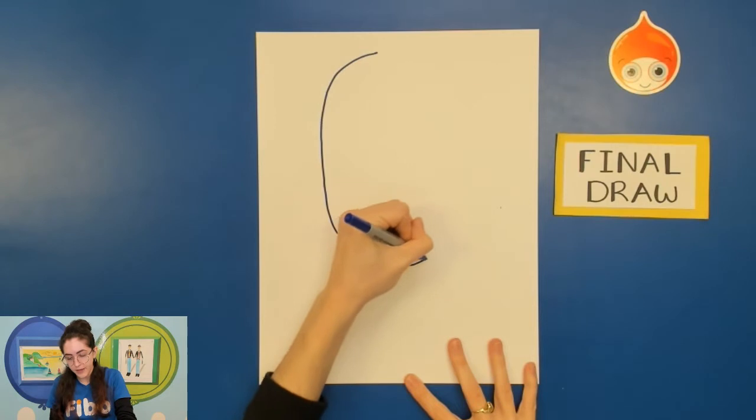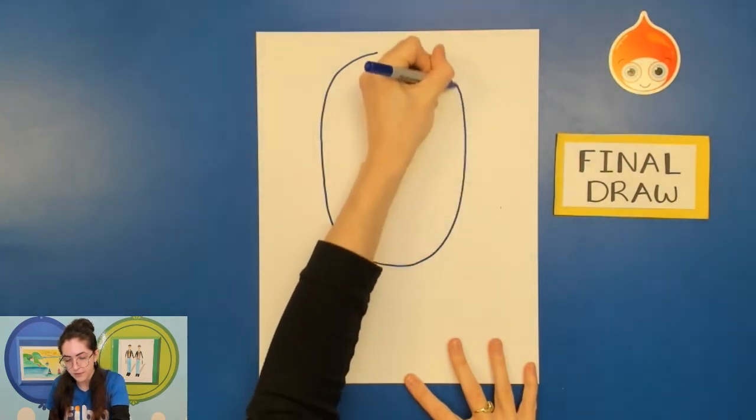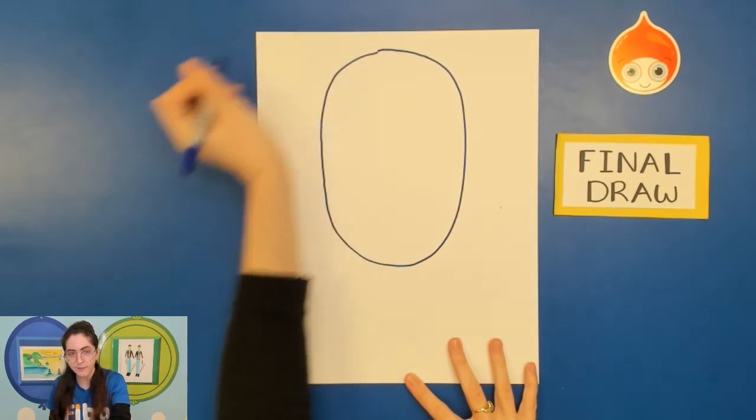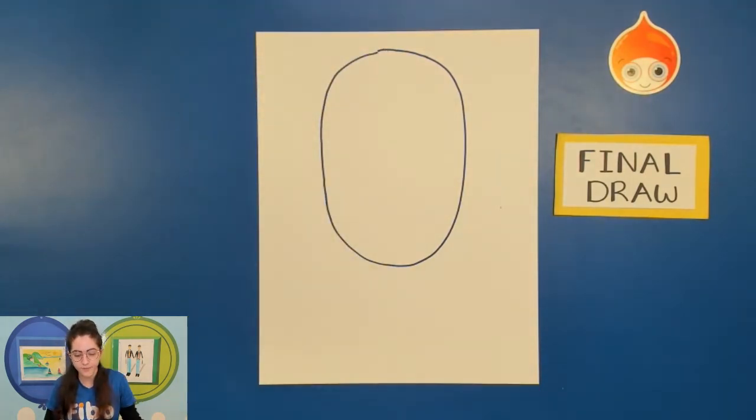Again, you're doing this in pencil, I'm doing this in marker so you can see. That's okay if the oval isn't perfect. You can take the time to adjust and make it how you need to.